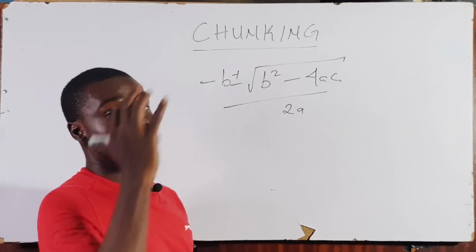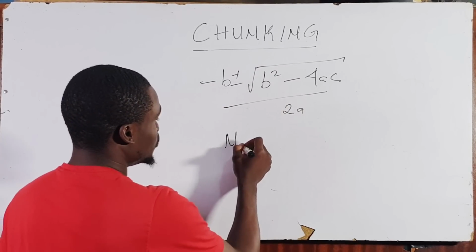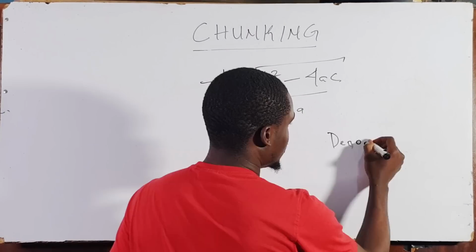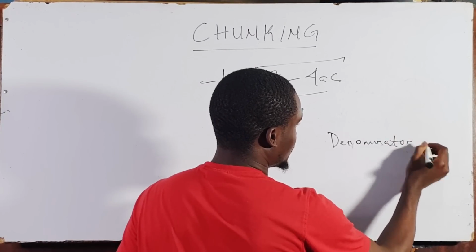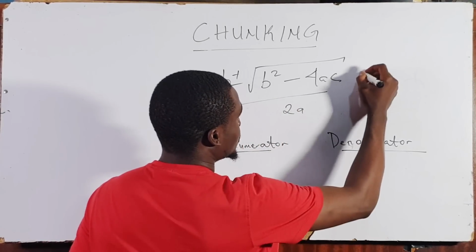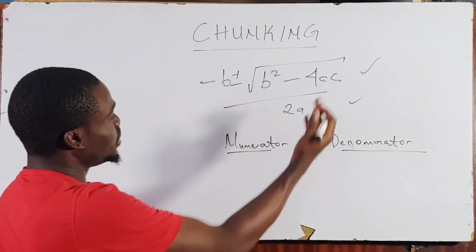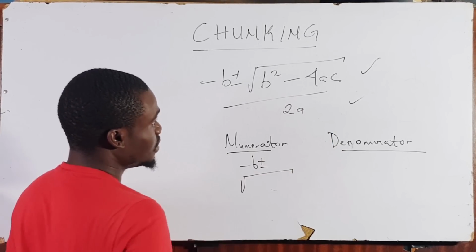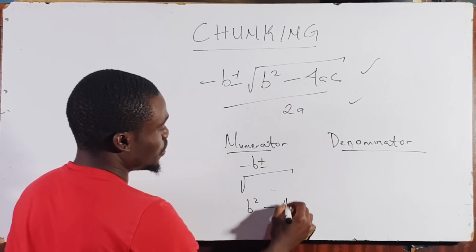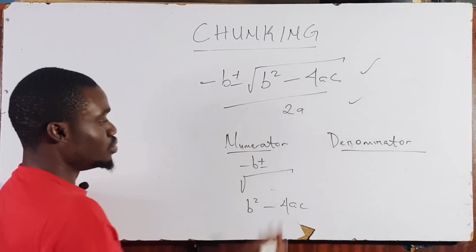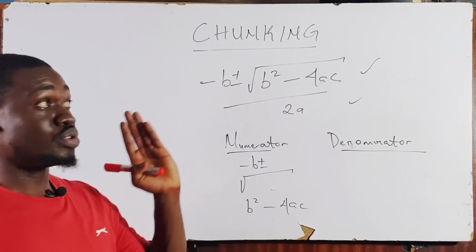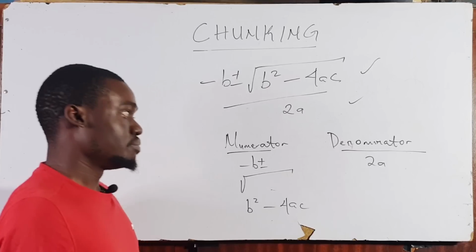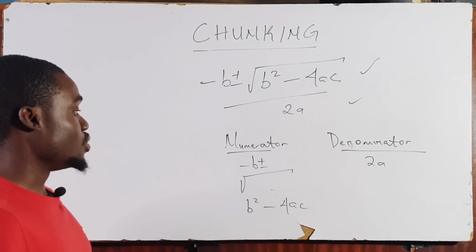Now you have to focus, so you can just write it down. Numerator, denominator. On the numerator, we have minus b plus or minus the square root of b squared minus 4ac. So on the numerator, you know these are the elements under it. You focus on it, you break them down. Then on the denominator, we have 2a. That's all. So these are the things you need to know.